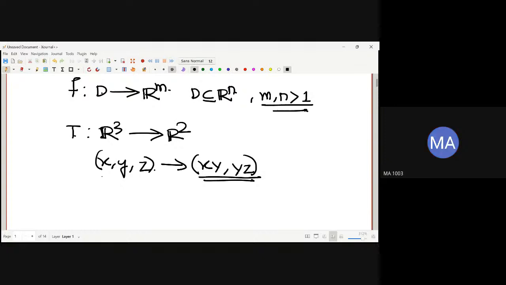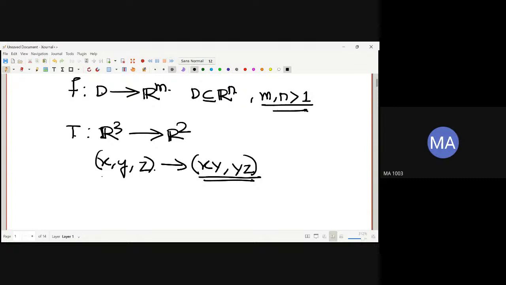Okay, so this is a vector valued multivariate function, because here this is your n and this is your m, and both m and n are greater than 1. And similarly, there is nothing special about this linear transform. You can take any arbitrary map.